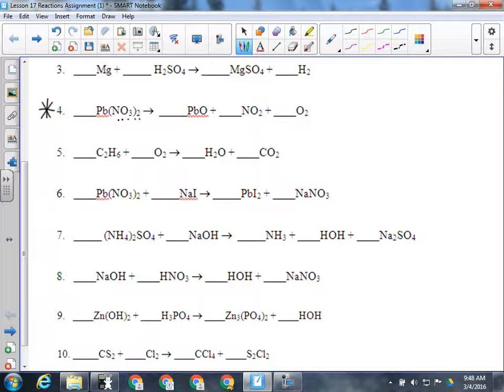And the other one that's a little bit tricky is 7. Number 7 is also a little bit tricky for the balancing part, not so much for the naming. Just make sure again that you are looking at where the hydrogens go. You've got NH4 on this side, but you've got NH3 over here. That extra hydrogen is right there, to help you keep track of it. The rest are pretty straightforward.